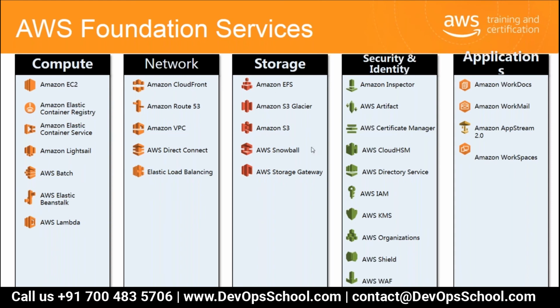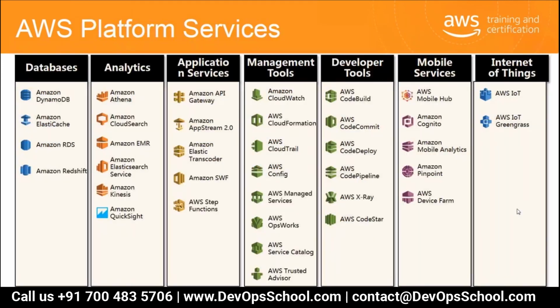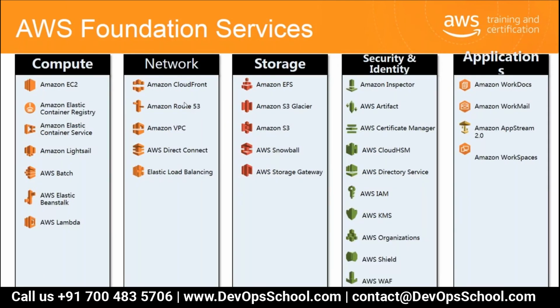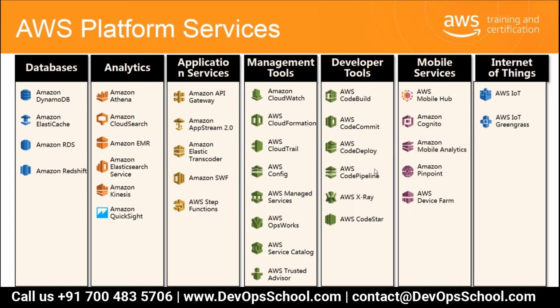On storage, there are these many services: EFS, S3, S3 Glacier, Snowball, etc. And then on security and identity, we have Amazon Inspector, AWS Certificate Manager, IAM, KMS. Let me not talk about all those things. And on applications, if you talk about application as a service, there are some services for you to use: WorkDocs, WorkMail, AppStream, WorkSpaces, etc. So these are foundational services. On the platform, Amazon provides PaaS, platform as a service. We have databases with these many offerings: DynamoDB, ElastiCache, RDS, which again integrates with multiple databases. We'll talk about that. Redshift is something you use for data warehousing sort of applications.